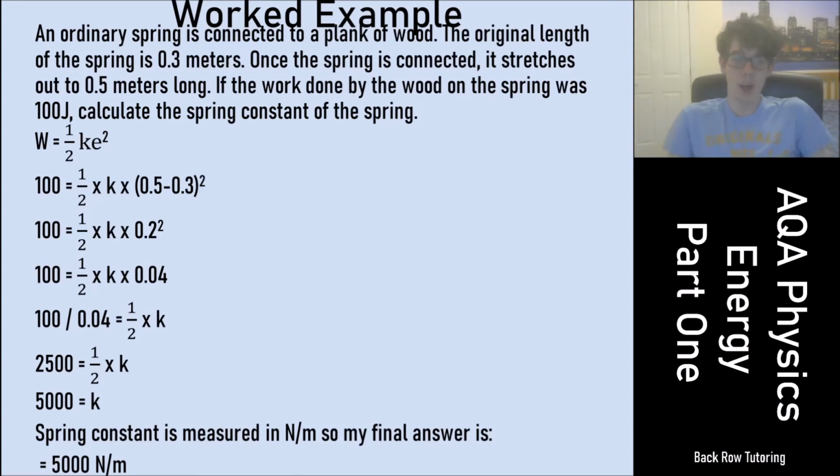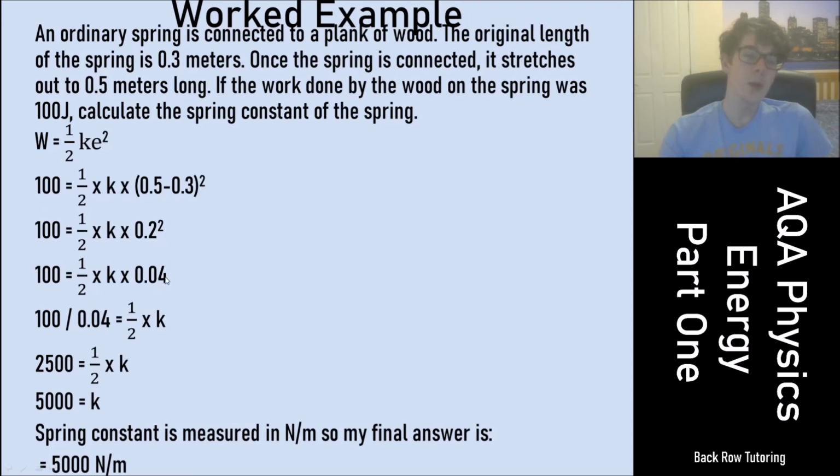So if we write out our equation, we've got that W is equal to half ke squared. The spring constant is the k, so we've actually got quite a complicated formula here because we've got 100 on one side and we've got all of these different things on the other side. The original length of the spring is 0.3 meters and the final length of the spring is 0.5 meters. So we want the difference to find the extension. So we're going to plug those numbers in here to find the difference, which comes to 0.2, okay? If we evaluate that, 0.2 squared, we'll get 0.04.